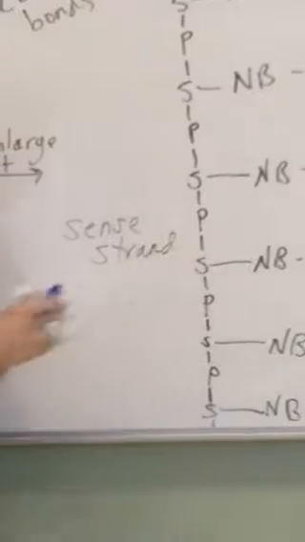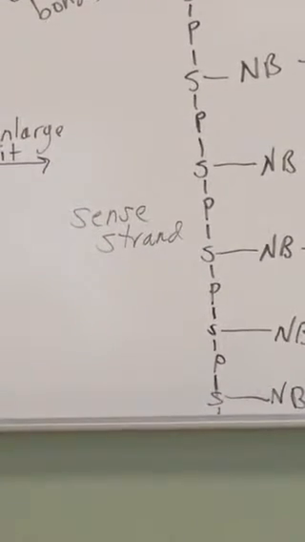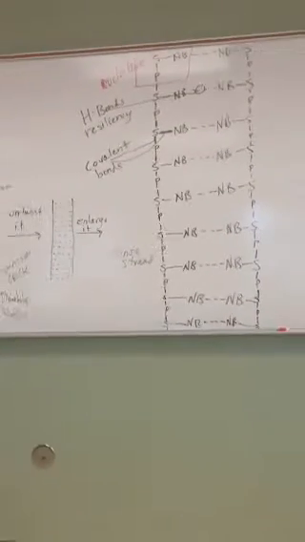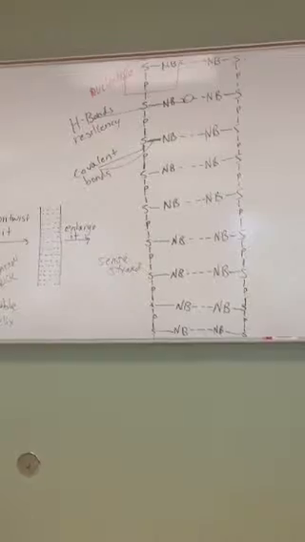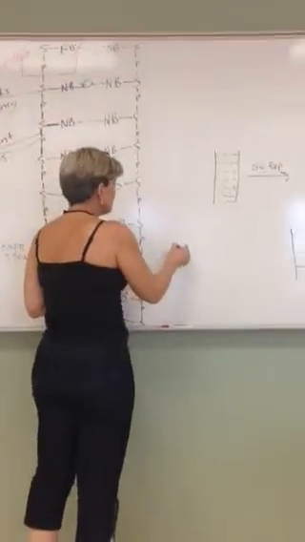They don't really use that terminology anymore. They just go with template strand. Is your original one the template? And then what do they call the coding strand? And which one are they going to make proteins off of?